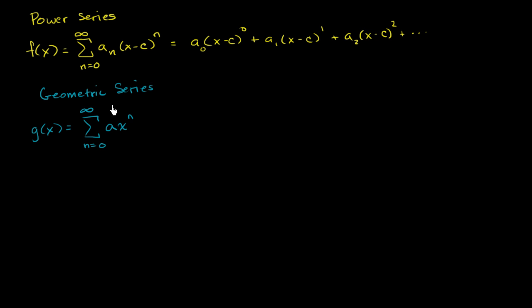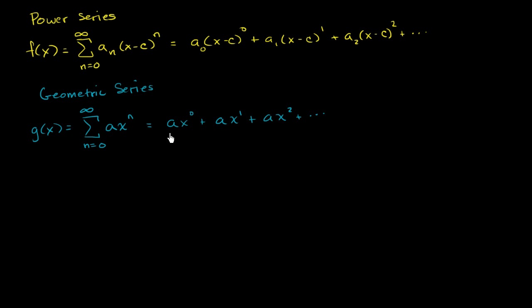So what's the difference between these two things? Well, this is just a special case. We're making c equals 0, and we're making all of these, a sub 0, a sub 1, a sub 2, they're all just going to be equal to a. And we know that we can expand this out as a times x to the 0 plus a times x to the first power plus a times x squared, and we just go on and on and on forever. This is an infinite series.